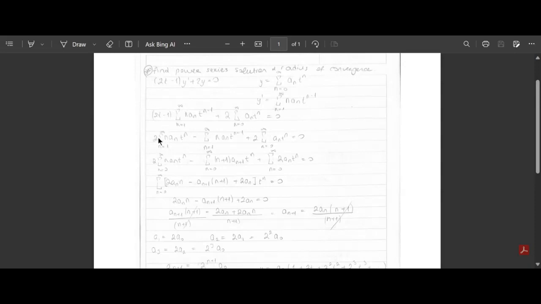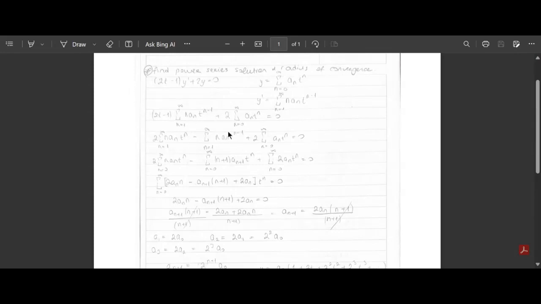For this first summation, we lost the n minus 1 because this t has power of 1 and then this has minus 1. When you multiply them, you get just t to the power of n. And then I move this 2 inside. And then for this one as well. And then after doing that, we need to combine these three summations into one. But to do that, we need to have the same power of t.